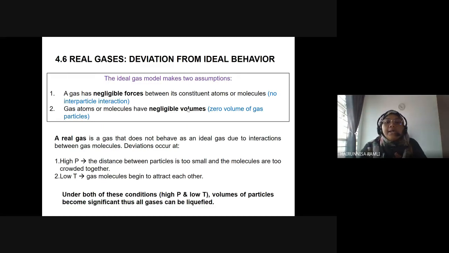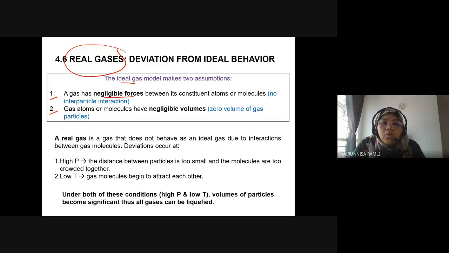So gas ni sebenarnya tak perfect juga. Okay, so ideal gas, kenapa ada juga ideal gas equation? It is because we make some assumptions. Okay, assumption yang akan memberi effect yang menyebabkan dia deviate daripada ideal situation, where end up dia tetap kena pakai equation untuk real gas, is point number one and point number two daripada kinetic molecular theory tadi. Okay, kan ada a few assumptions. Okay, so point number one, where we state that a gas has negligible forces between its constituent atoms or molecules, where it has no interparticle interaction ataupun no intermolecular forces.